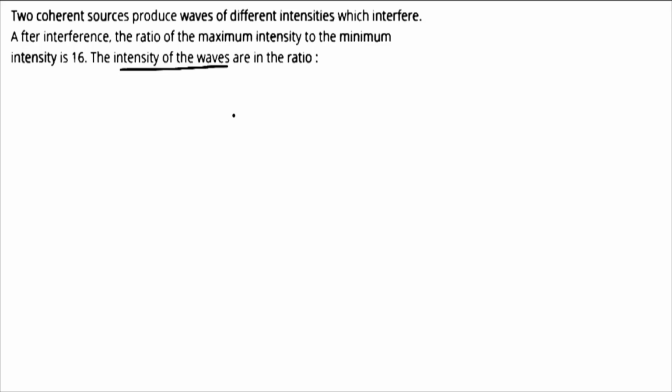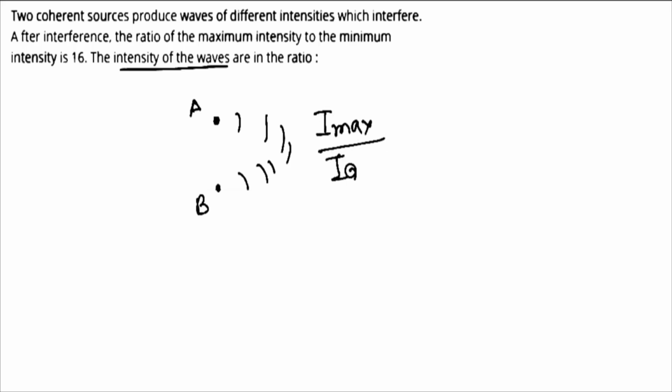Suppose there is a source and there is another source. Let's say this is A and this is B. Both are producing waves and these are interfering. The intensity maximum by minimum is given as 16. Let's say the intensity of A is I1 and for B is I2.